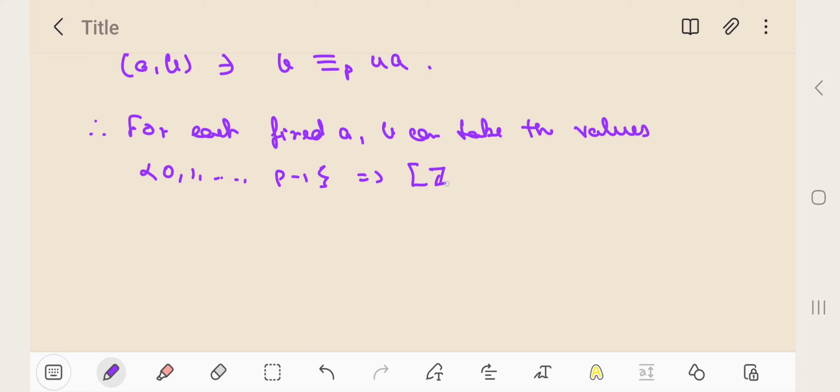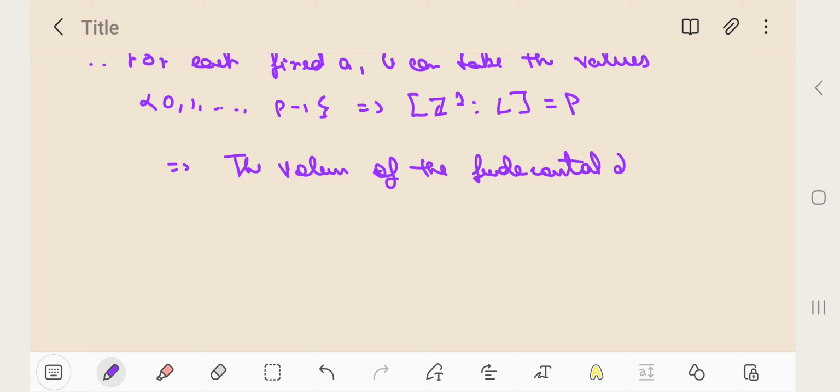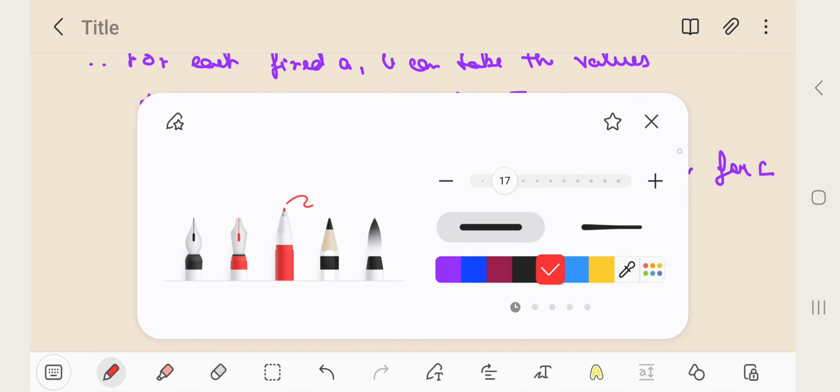Or in other words, the index of L in Z2 is exactly equal to p. But this implies that the volume of the fundamental domain for L is p. Now think about this statement a bit.